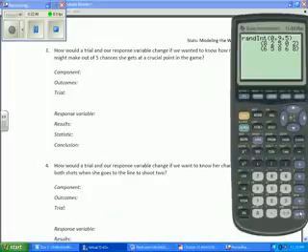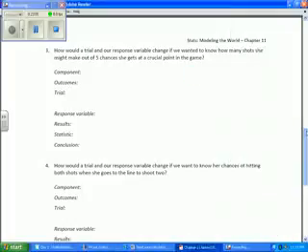Good. Here's another 5 shots. Here's my second trial. How many did she make? 3 out of 5. My third trial, 4 out of 5. And so on. Okay? All right. Number 4.